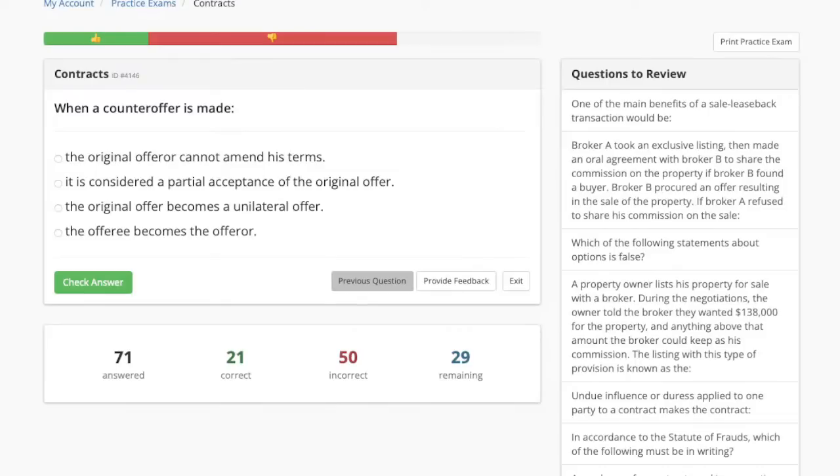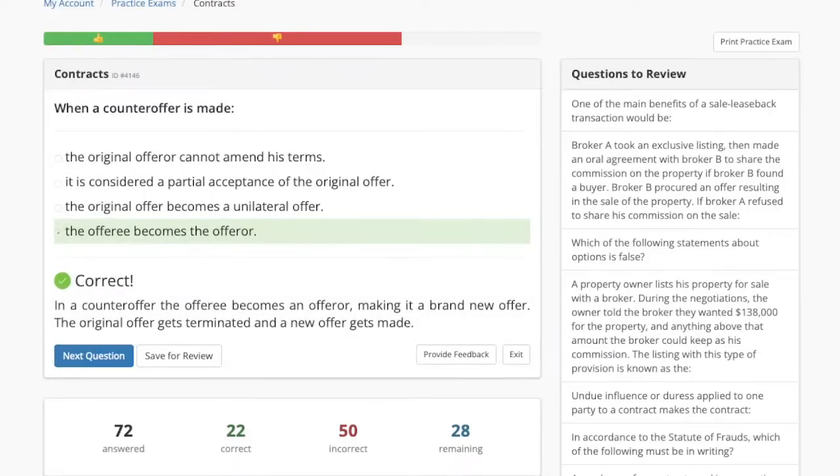We actually spoke about this before, so I hope everybody gets this right. When a counter offer is made, A, the original offer cannot amend its terms. B, it is considered a partial acceptance of the original offer. C, the original offer becomes a unilateral offer. Or D, the offeree becomes the offeror. What do you guys think? The answer is D, the offeree becomes the offeror. Remember my whole OREE song?